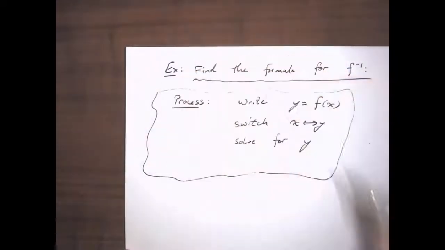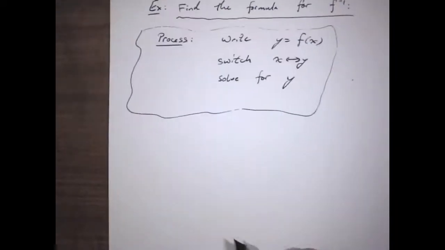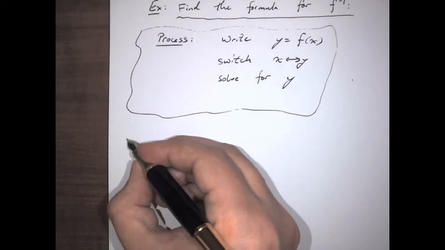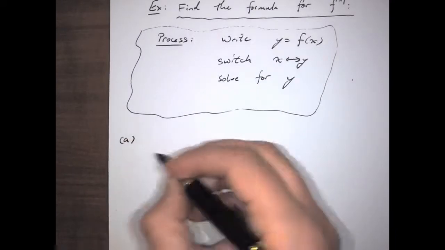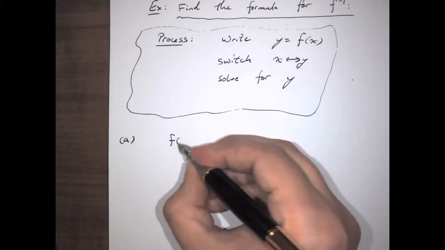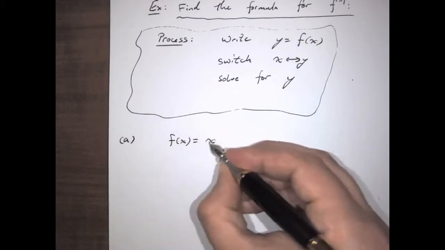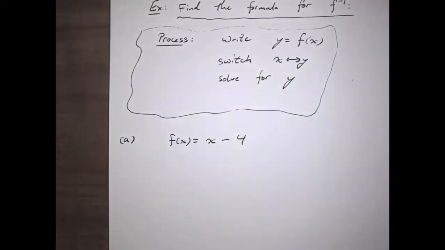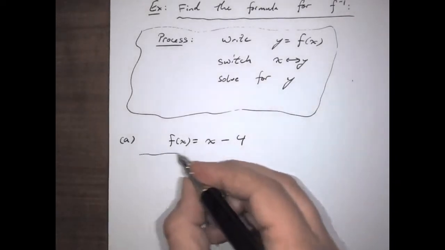And here, let's give it a try. So as an example, A. Let's say we have something relatively simple like f of x is equal to x minus 4. Okay, so this is just something to get us started. Nice simple case.